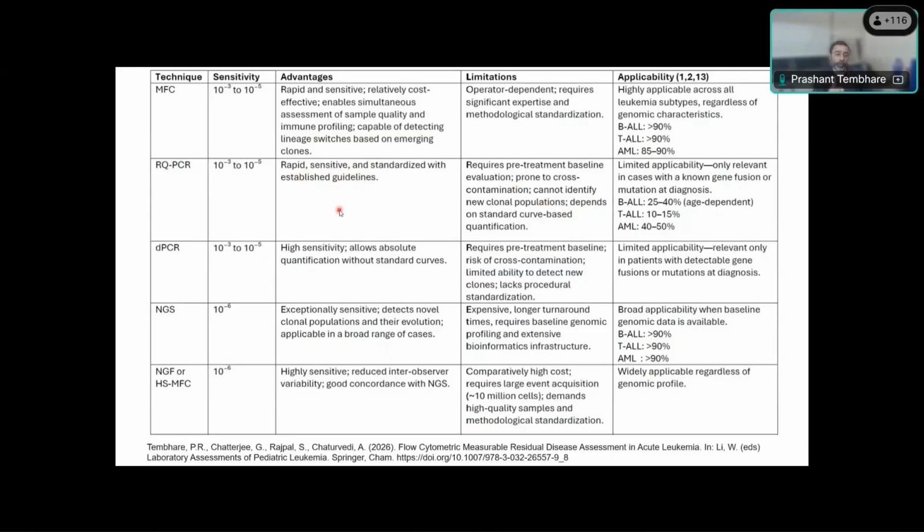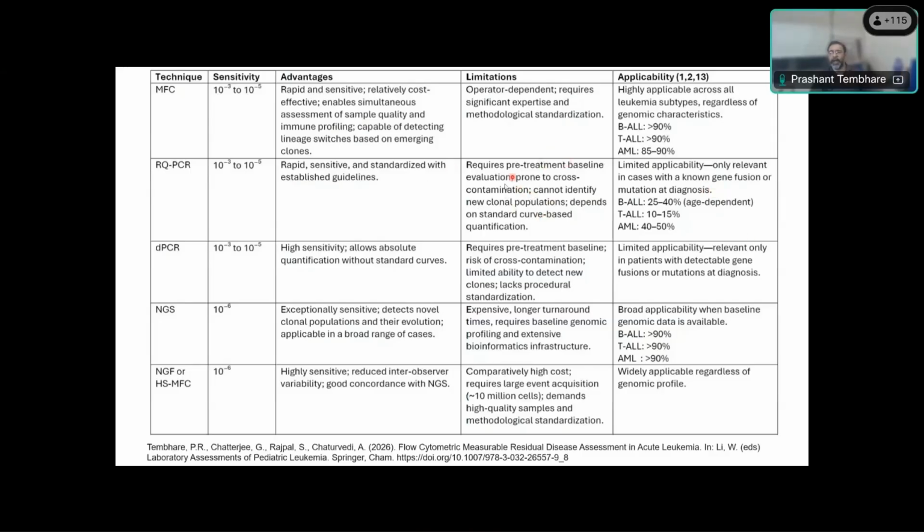That means we need to know what the genetic abnormality was at the time of diagnosis. If it is not done, then you cannot do the MRD. So you have to perform this assay both at diagnosis as well as at MRD. In flow cytometry, even if you do not know the phenotype at the time of diagnosis, at least in ALL, you can still do the MRD. In AML, you need to know the phenotype at the time of diagnosis. But again, even without knowledge of the diagnostic immunophenotype, you can do MRD assessment using flow cytometry. But with qPCR, you need to know what the genetic abnormality was.